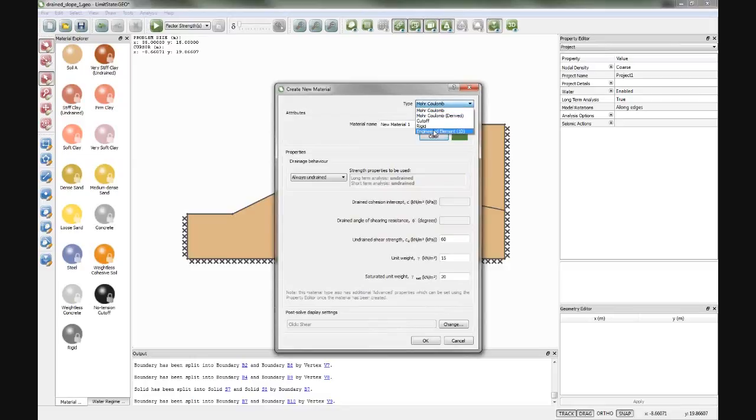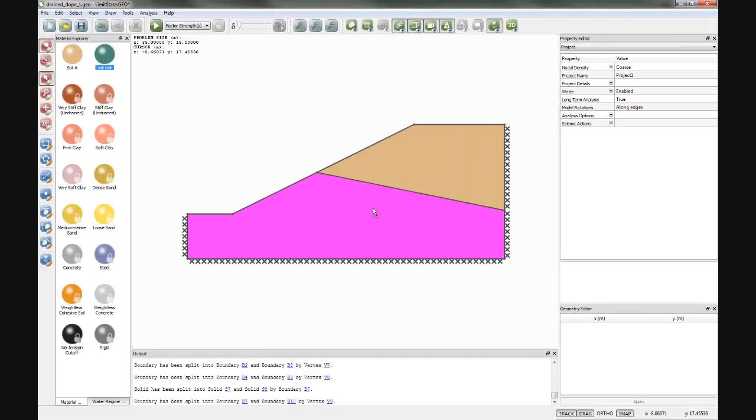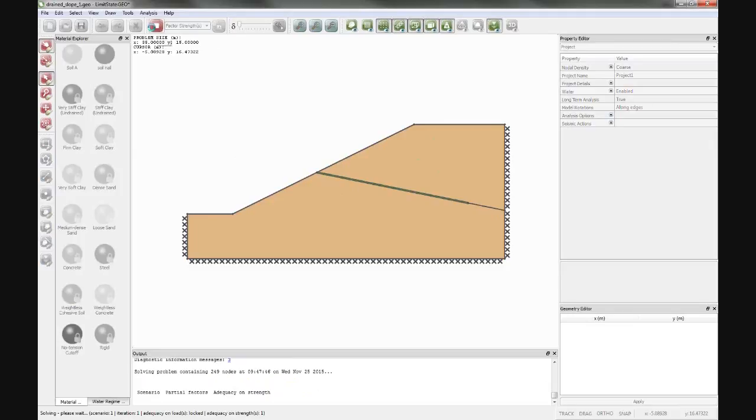Again, I'm going to use an engineered element, and this time it's going to be a soil nail, and I'm just going to use a rigid soil nail here. Now we enter in properties. I haven't got time to discuss these, but properties that represent the pull-out factor for the nail in terms of cohesion and friction in the soil, and a lateral factor, which I'm going to set to be very small, and click OK. I'm going to drag and drop that there. So effectively we've now got a soil nail in the problem, and what that should do is add a bit of strength to the system and increase the stability.